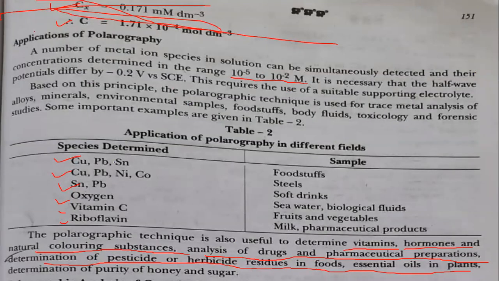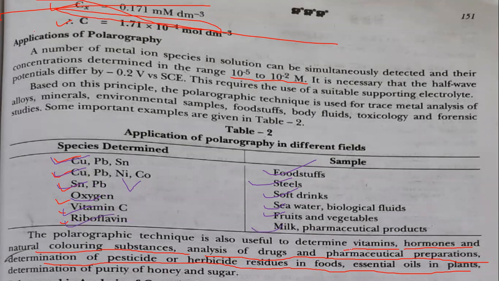So what are the applications of polarography? Polarography is a technique you can use to find out copper, lead, and stannous from foodstuff. Then copper, lead, nickel, cobalt from steel. Then tin and lead from soft drinks. Then oxygen from seawater and biological fluid. Vitamin C from fruit and vegetables. Then riboflavin from milk and pharmaceutical products.